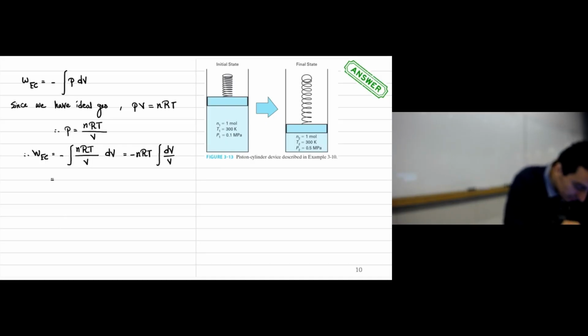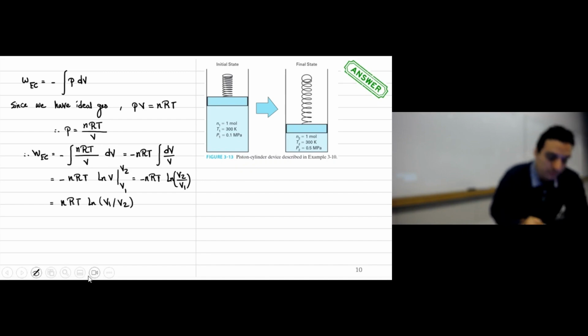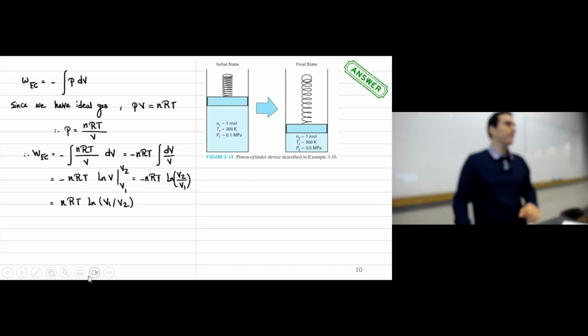Integration of dV divided by V, so this one will be ln V, with limits of the integration from V1 to V2. So this one will be negative nRT ln V2 divided by V1. Or if you put the negative inside, this will be nRT ln V1 divided by V2. Is it clear? Any questions?